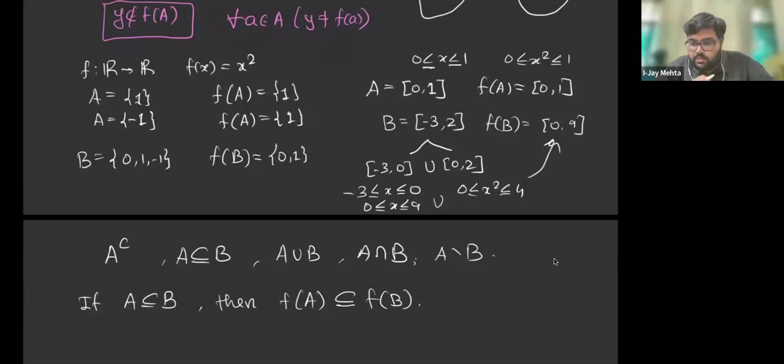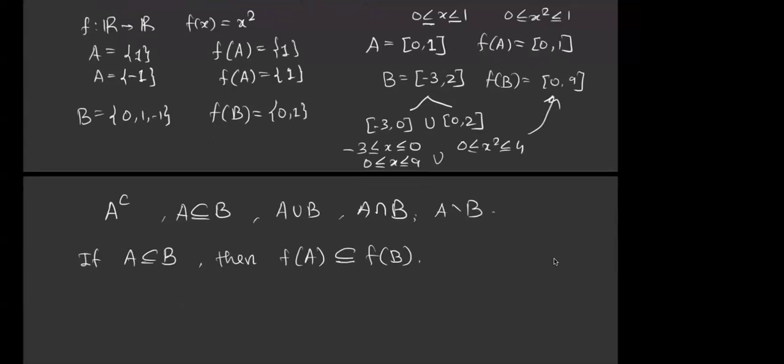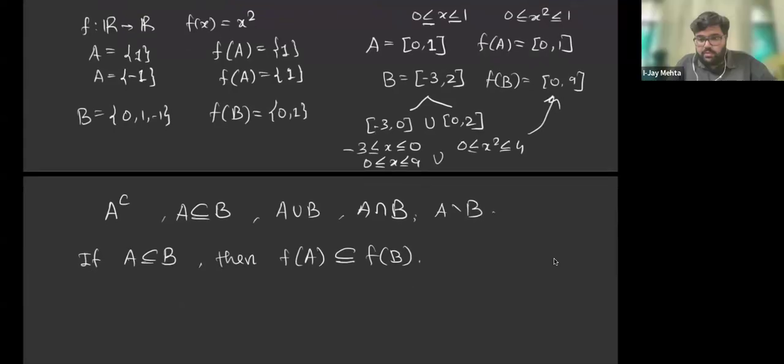Aisha? Yeah, we have given A is a subset of B and we have to prove F of A is a subset of F of B. Very good, Aisha. Yes, correct. We have given A is a subset of B and we have to prove this FA is a subset of FB. So where do we start?